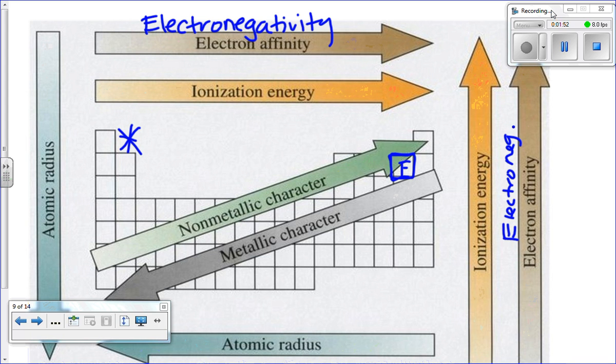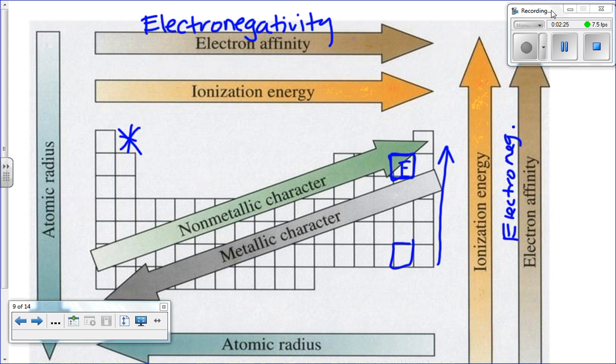The reason why it increases from bottom to top is because these elements down here, their valence electrons are pretty far away from their nucleus, so the pull on those valence electrons is a lot less. Up here by fluorine, there's only 2 energy levels that separate the nucleus from the valence electrons. So the nucleus has a really strong pull on those valence electrons. So it's easy to capture an electron and pull it in when you have very few energy levels.